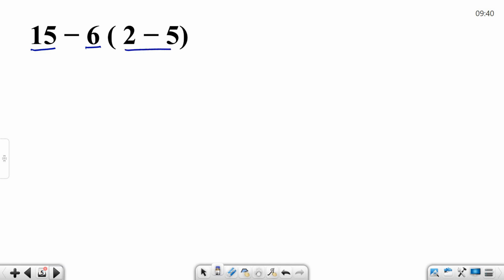But let's actually do both of them. So subtract 15 minus 6, which is 9, right? And that's it. In the bracket, 2 to 5, so that's minus 3, right?